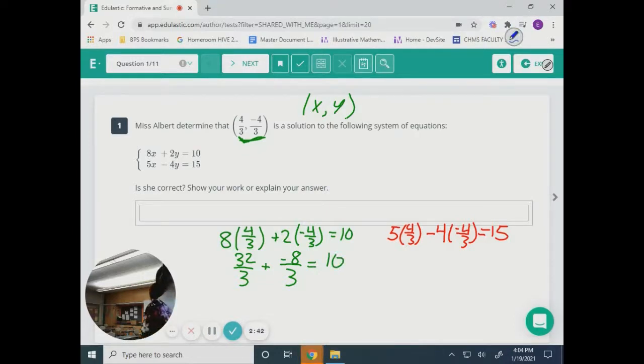So I add these together: 32 plus negative 8. So 32 minus 8, and I get 24. 24/3 is equal to 10. I do my division here. 24 divided by 3 is equal to 8, so 8 equals 10. That is a no-go. This is not a solution.